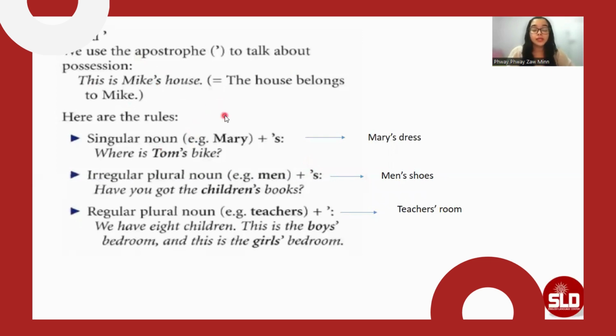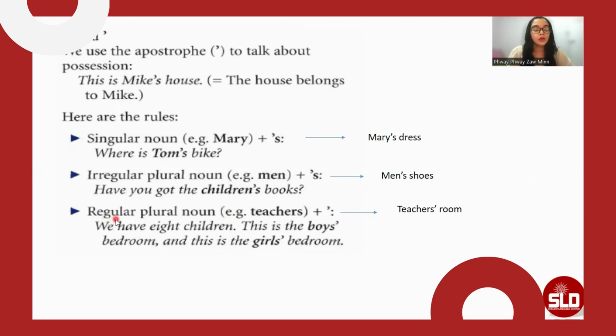If it is a singular noun, you just need to write apostrophe s, like Mary's dress or where is Tom's bike. Another use of apostrophe s is with irregular plural nouns, like man, man here in plural. So man's shoes. Or have you got the children's books? Here, children is a plural noun, but irregular.